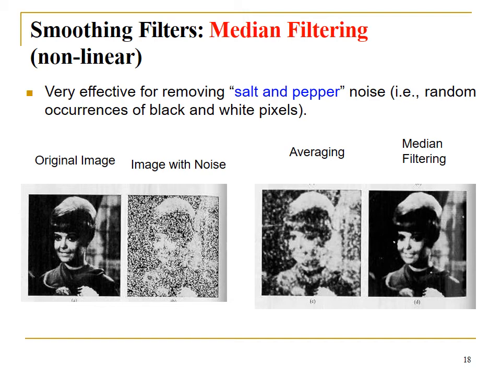In this case, it is very effective against salt and pepper noise, that is the random occurrence of black and white signal. When you look at the example, the original image is taken for consideration, and after that the black and white noise, that is the salt and pepper noise, is added. After that the averaging filter is applied, and the final output is obtained after applying the median filtering to it.